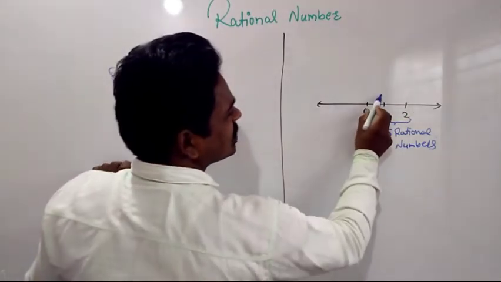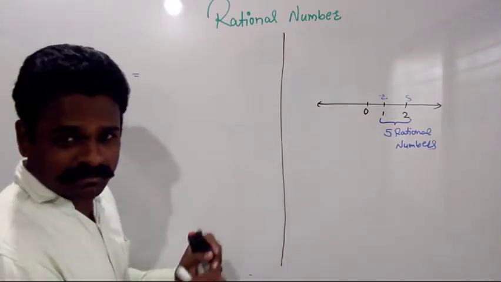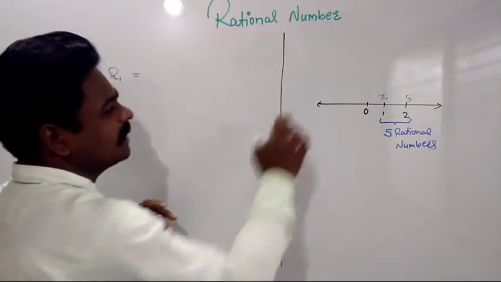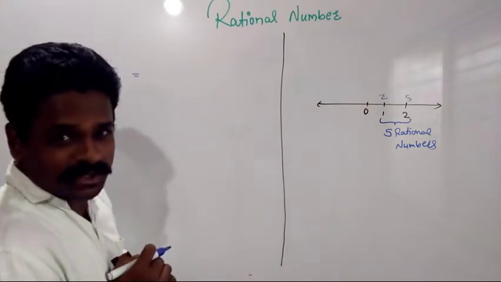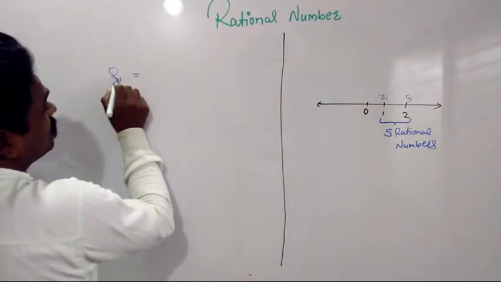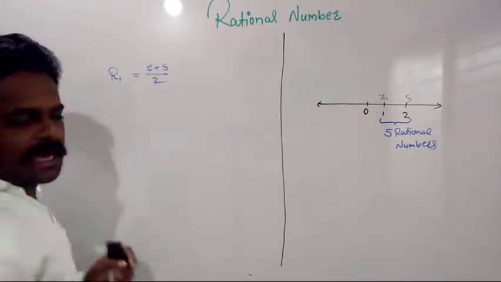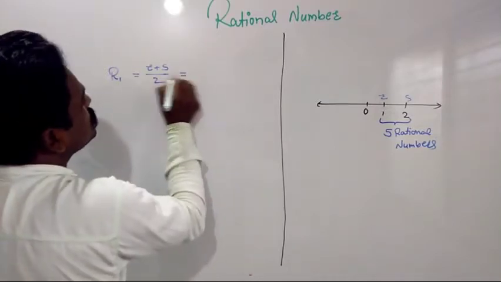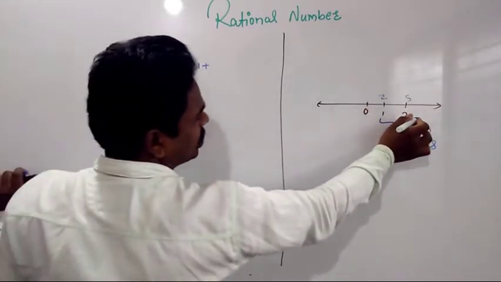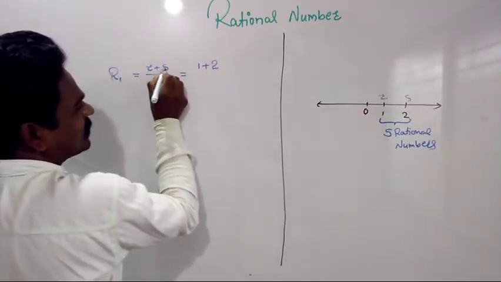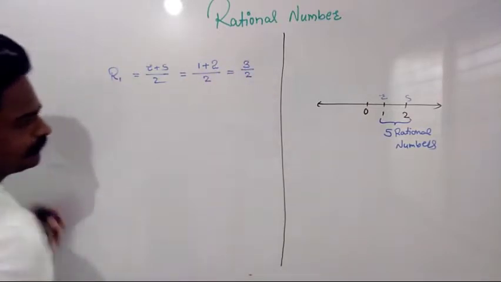Suppose in general we call the two natural numbers R and S. We find the first rational number as R plus S divided by 2. The value of R is 1 and the value of S is 2. So R plus S is 1 plus 2, divided by 2, which is equal to 3 by 2.